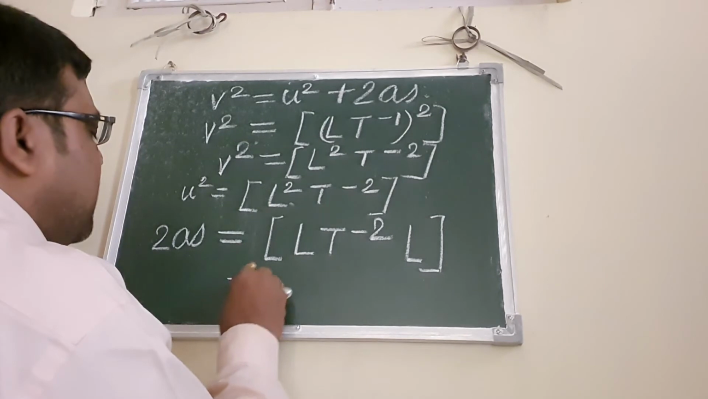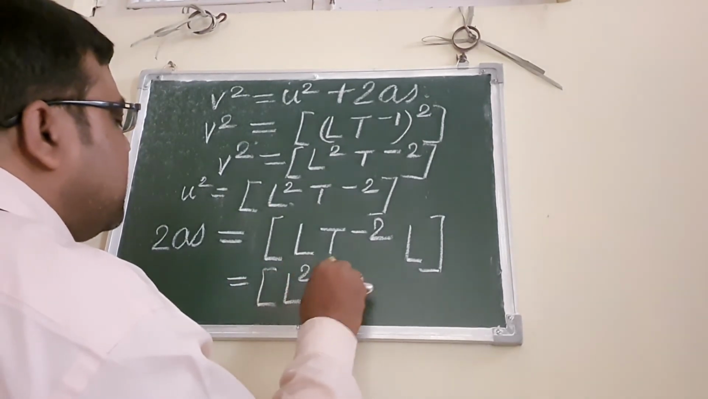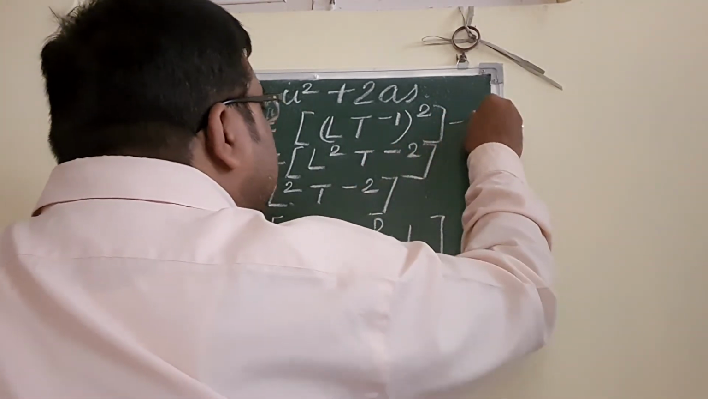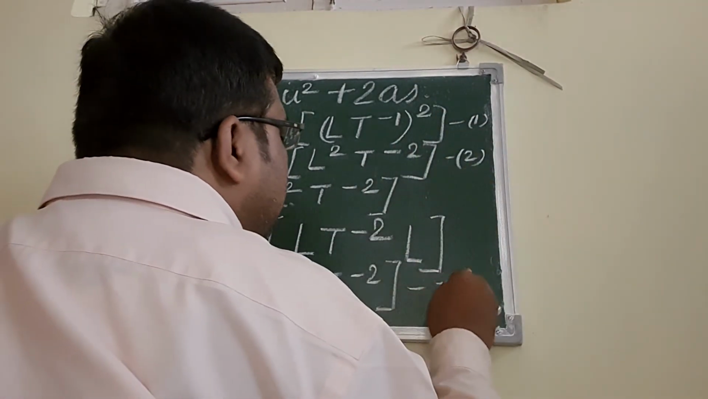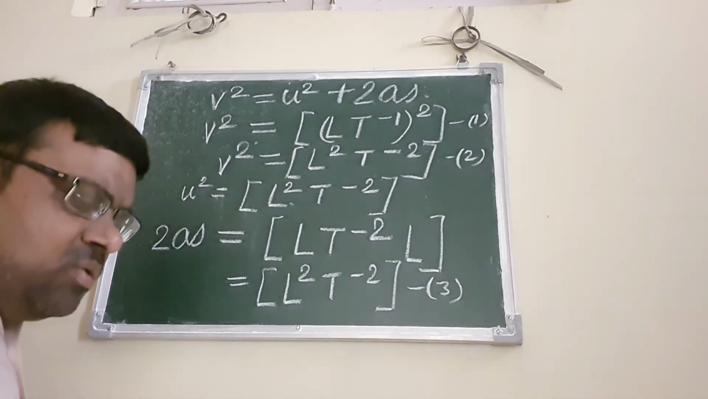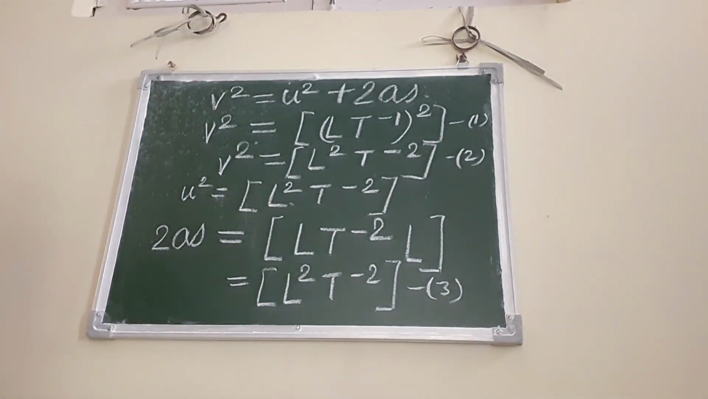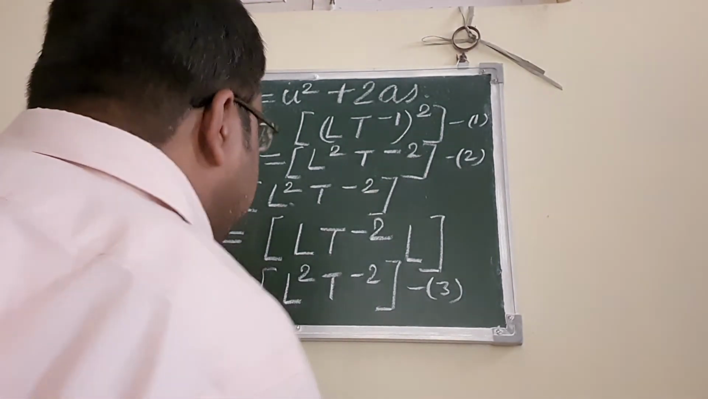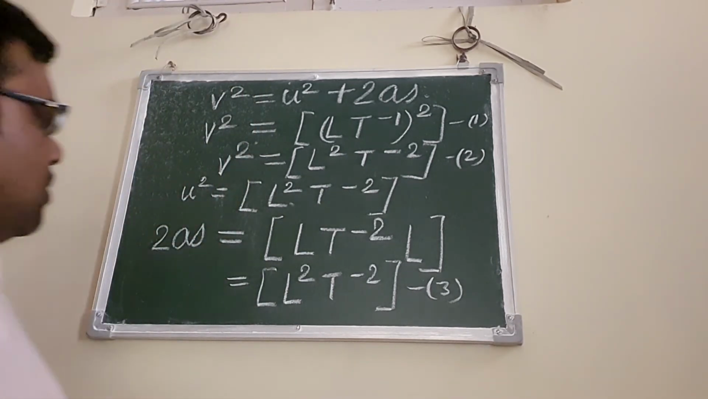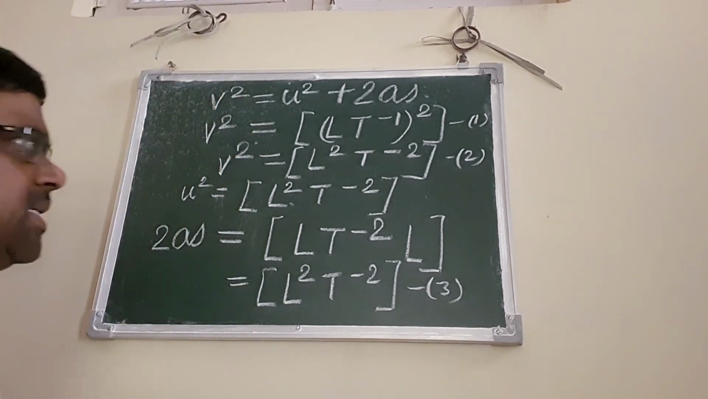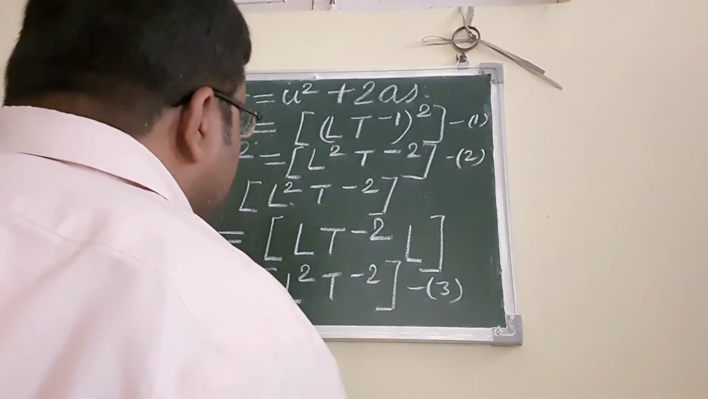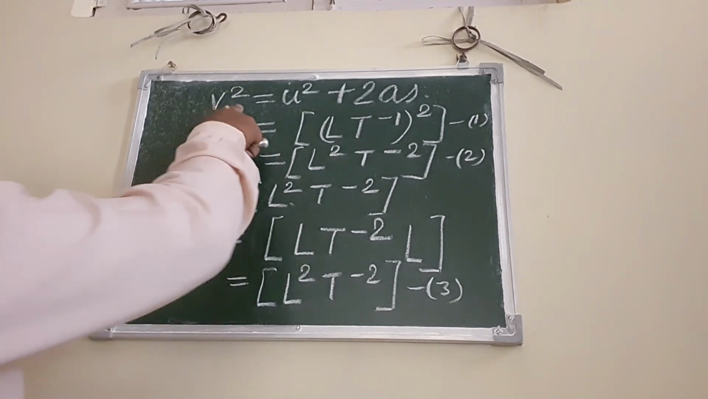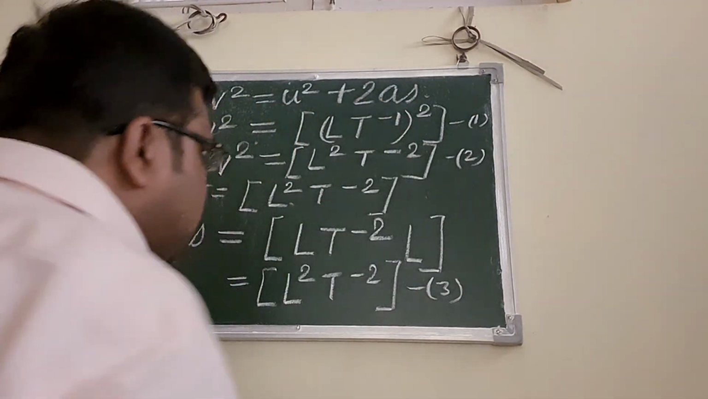So simplifying it, it becomes L square t raised to power minus 2, and again from the first, second and third equations we conclude that the dimensions of each term are same, which is equal to L square t raised to power minus 2. So this equation is dimensionally correct. So we are going to understand it once more. We were given the equation v square equal to u square plus 2as.